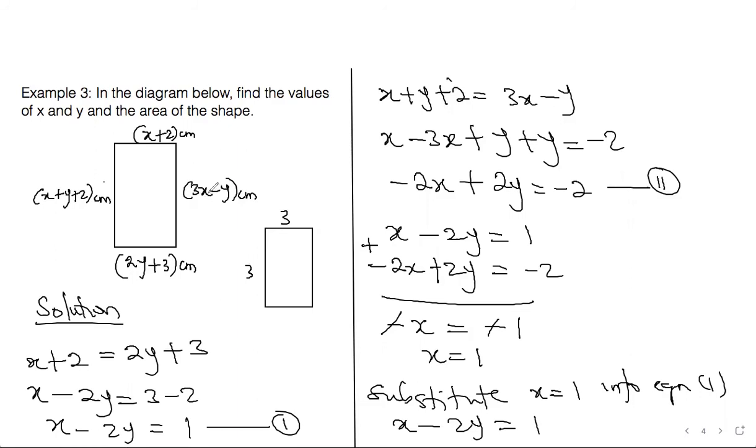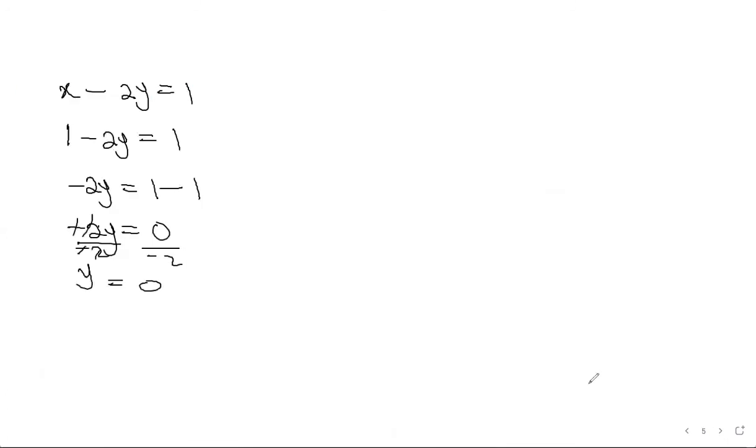And this will be 3 times 1, that is 3 minus 0, that's 3. Then this 2 times 0, that's 0 plus 3, 3. The shape is actually a square because all the sides are equal. So I know that it is a square with side 3 centimeters. That's easy now. I can determine the area.